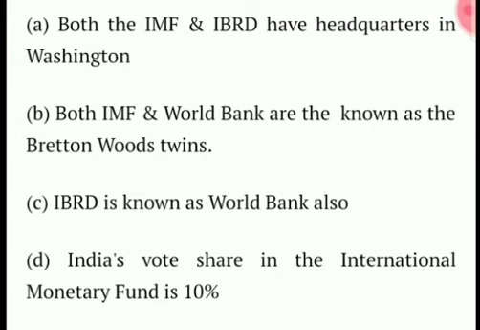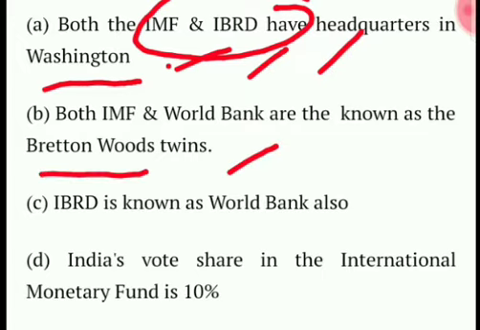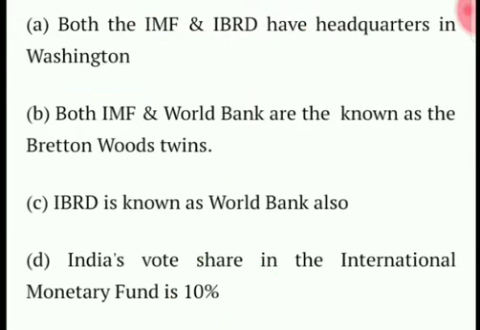See, both the IMF and IBRD have headquarters in Washington. IBRD is a part of World Bank, and IMF is the International Monetary Fund, and these are in Washington DC. So this is true. IMF and World Bank are called Bretton Woods Twins, because after the Bretton Woods conference IMF and World Bank were established. IBRD is also known as World Bank. This is also true. Now India's vote share is not 10%, it is around 2.79%, 2.64% actually. India's quota is 2.76 and India's voting share is 2.64%.